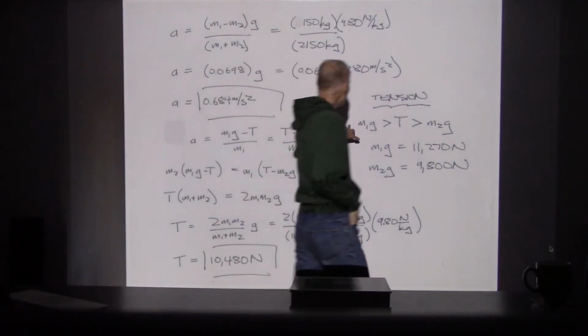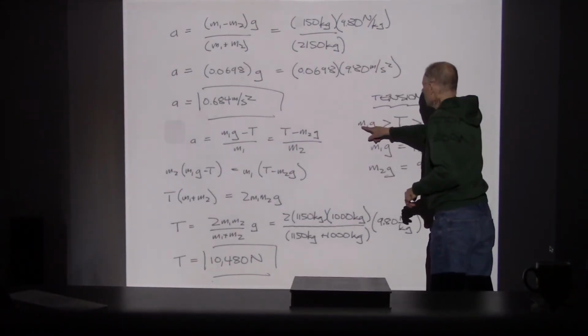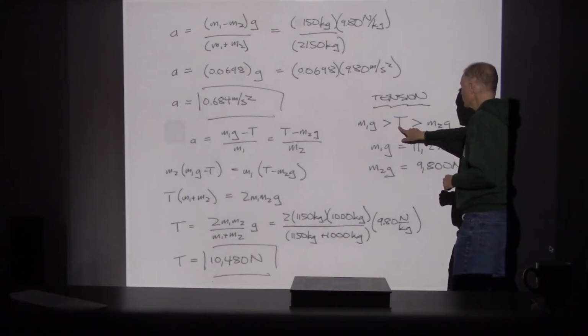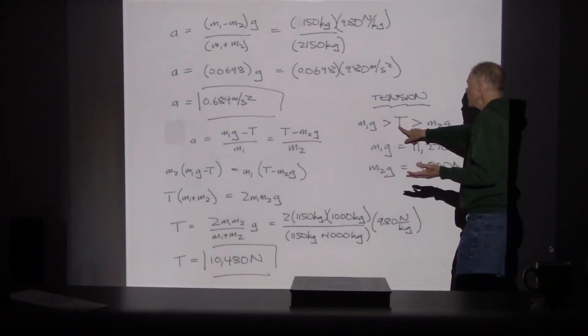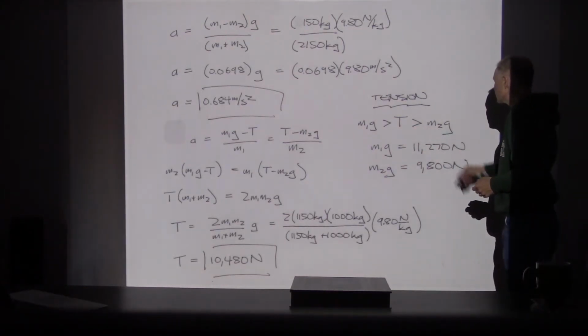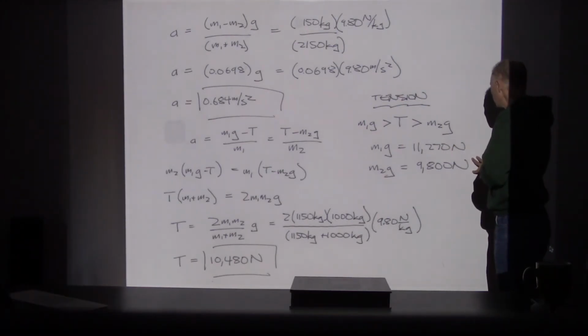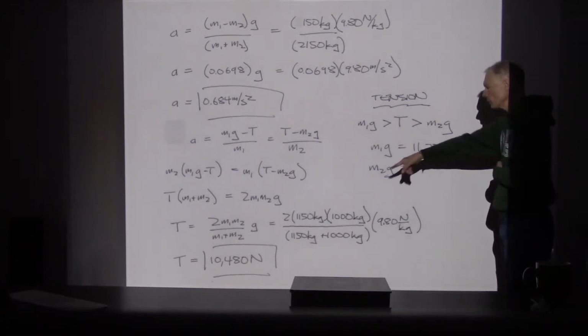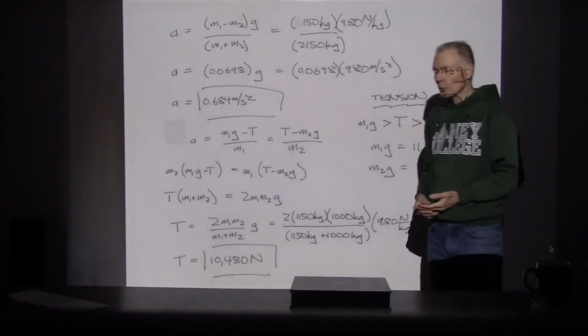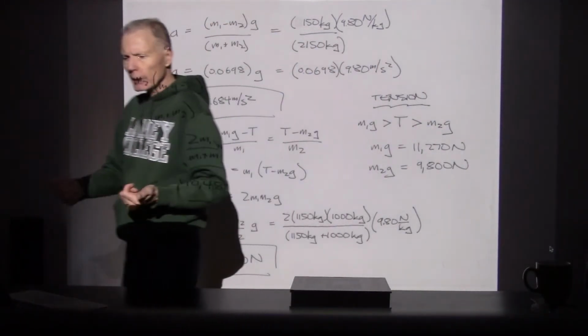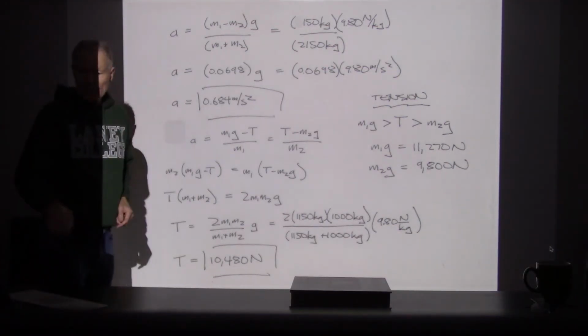And so we're guessing that m1g is the biggest force here, and then tension's an intermediate value, and then m2g is less. m1g works out to be 11,270 newtons. m2g works out to be 9,800. 10,480, sure looks good.